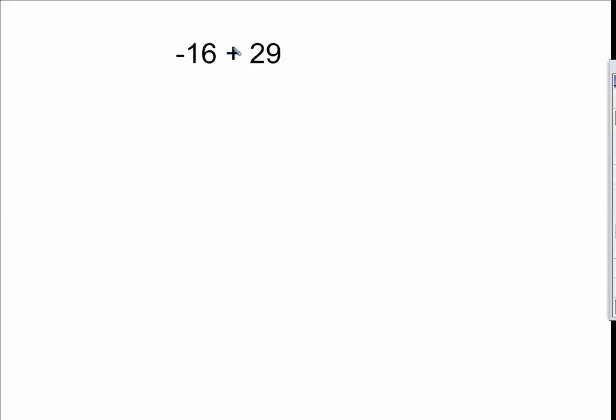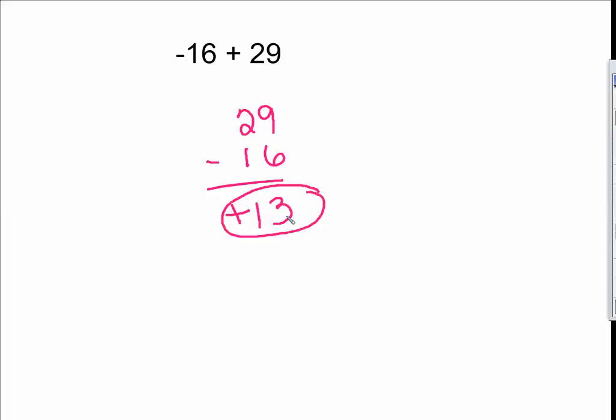Okay, so since this is an addition sign, I'm just going to follow the integers addition rules. Since they're different signs, I'm going to subtract, and 29 minus 16 is 13. And then I'm going to take the sign of the larger absolute value, which happens to be positive. Let's look at this one.